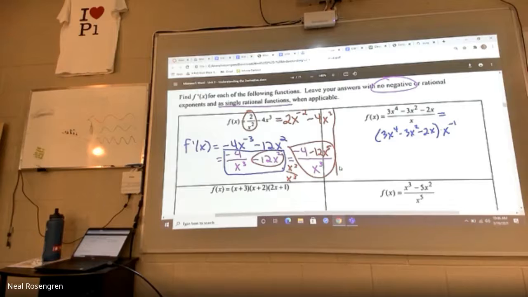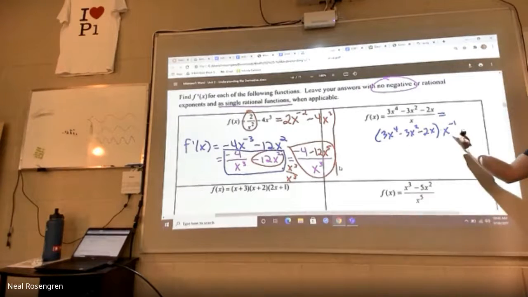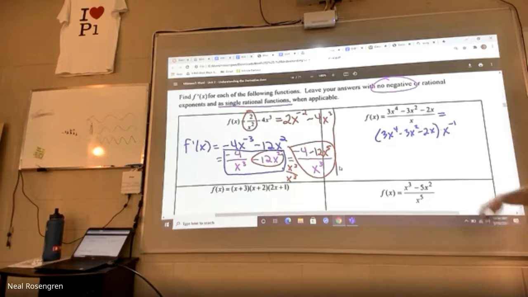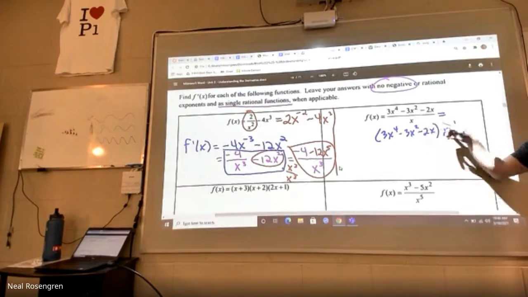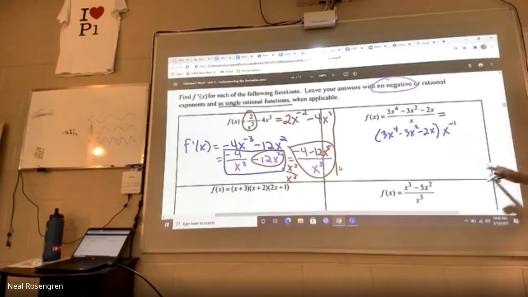Now what? How can we get rid of parentheses? Multiply things out. And by multiplying things out, we're just going to take this 3x to the fourth and multiply it by that, and this, and times that, and this times that. And when we multiply x's together, we add their exponents. Really what's going to happen is this 4 is going to become a 3. And this 2 is going to become a 1, and this 1 is going to become a 0.